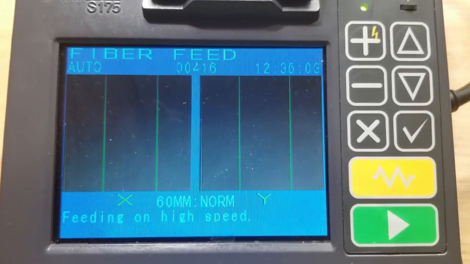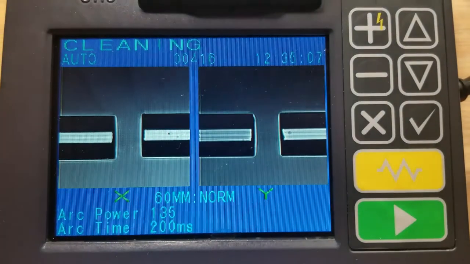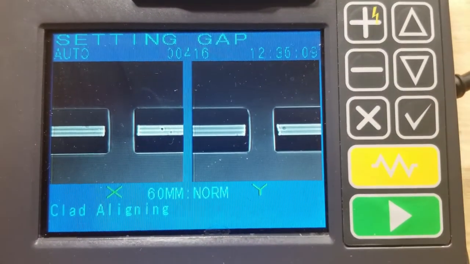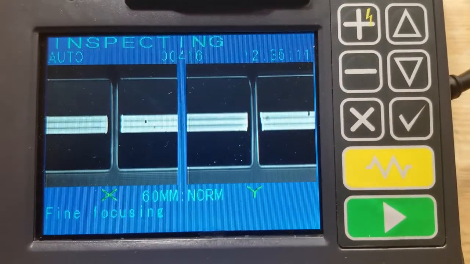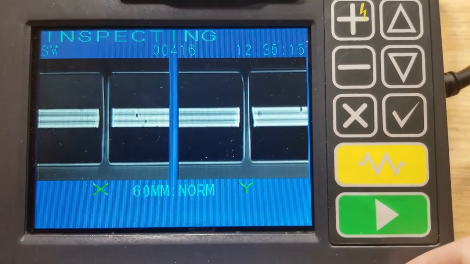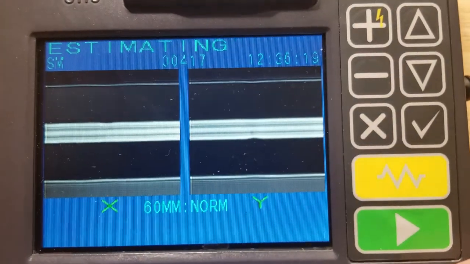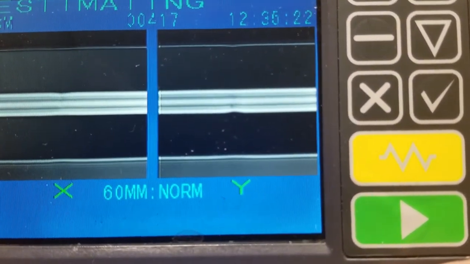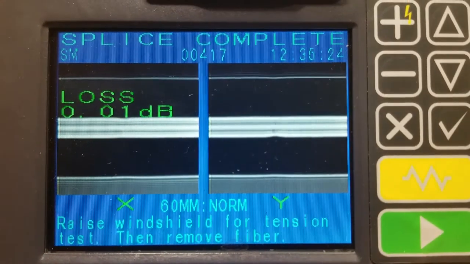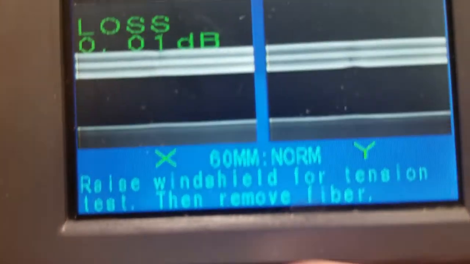We're gonna watch this. It's gonna bring both of those fibers in together. Give it a little air blast. It's gonna set those. It's inspecting it. That one looks a little crooked on the cut. It's aligning it. Welding. Ooh, and see that little dimple? I wonder what kind of loss we're gonna get for that. Ooh, oh wow, look at that. That is excellent.